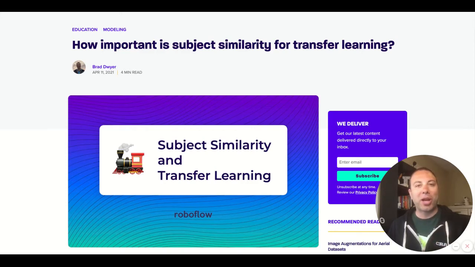Hey everyone, it's Brad from RoboFlow, and I'm excited to be here to share some results of an experiment that I ran around transfer learning and how the similarity of your starting checkpoint affects the final quality of your model.